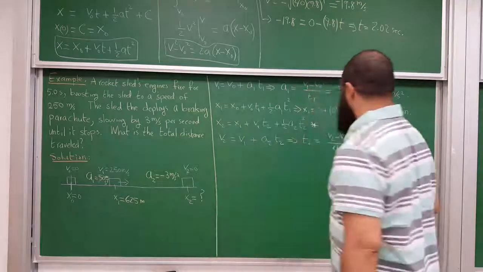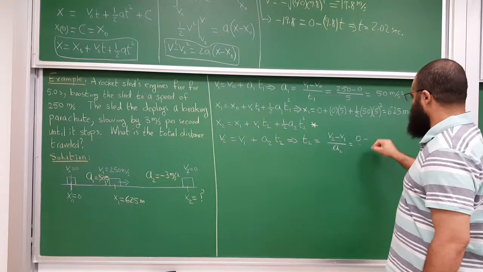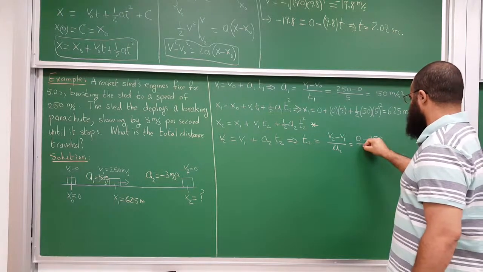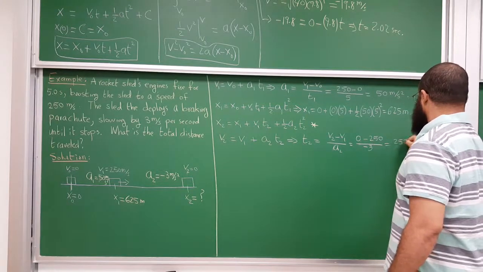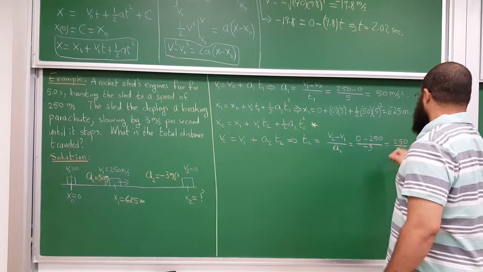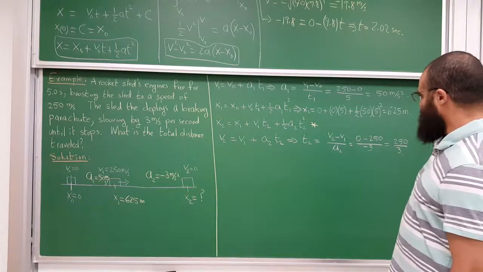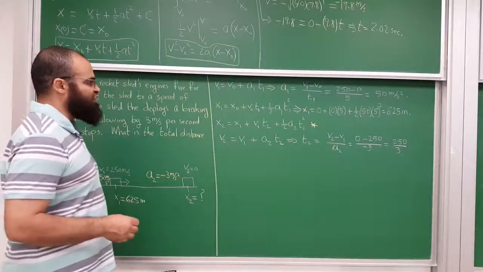So let's find it. v2 is 0 because it stops. v1 is 250, and the acceleration is minus 3. So it'll be 250 over 3. Some number, I don't know what it is. I don't really care about that number either, because I'm going to substitute it in my calculator.